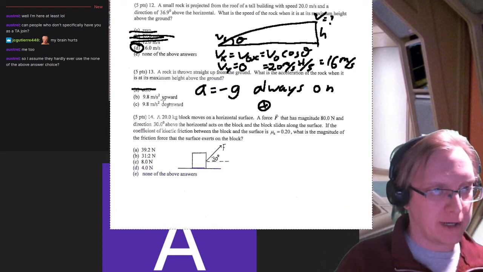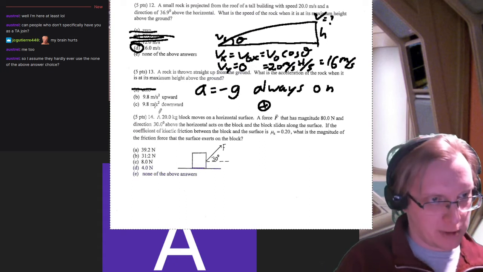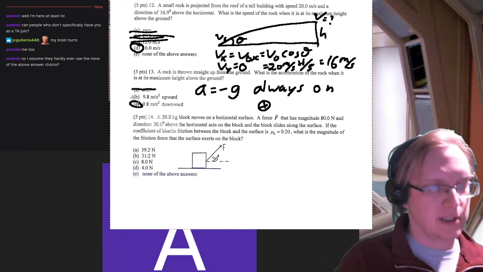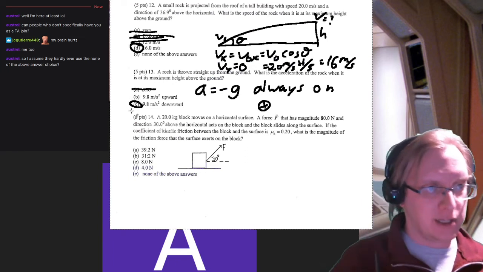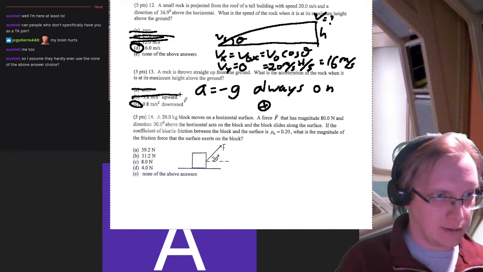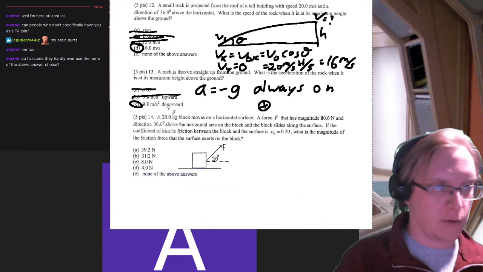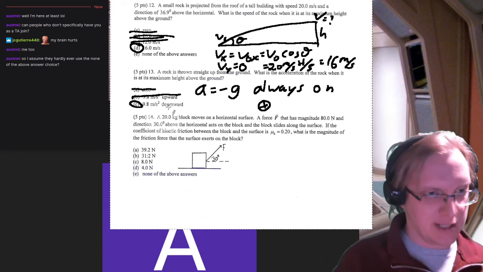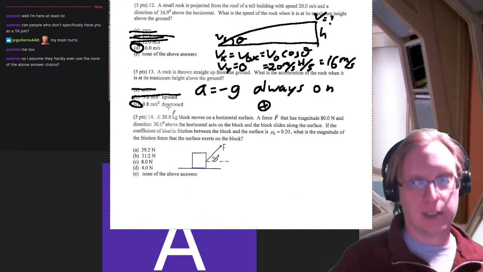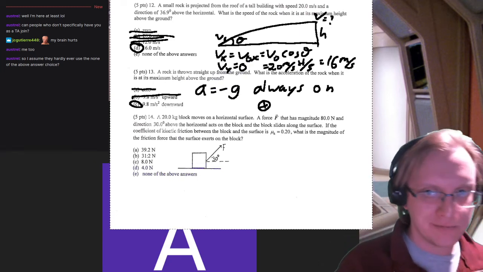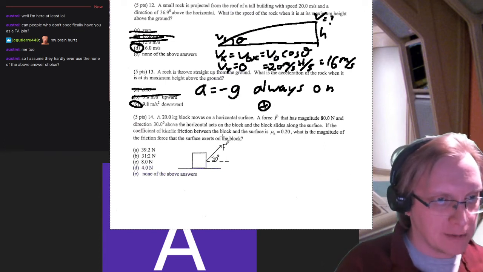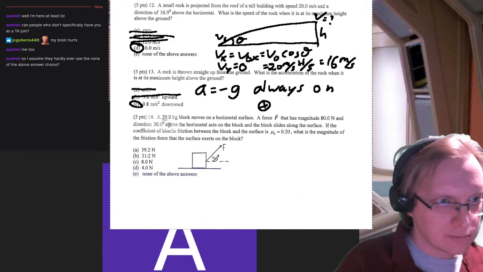Next one. 9.8 upwards. Gravity is always downwards. This is it here. This one is here for people who go, we're going upwards, therefore our acceleration must be upwards. Like, no, it's not upwards. Not that either. Our acceleration is always down and it's always 9.8. This is more or less a trick question that people get wrong because they're always rushing it. Every time they're rushing it, and every time they get it wrong.